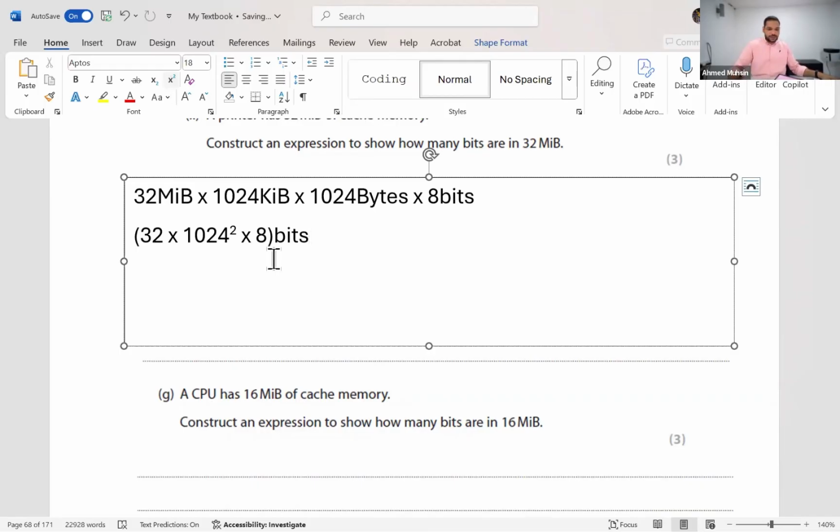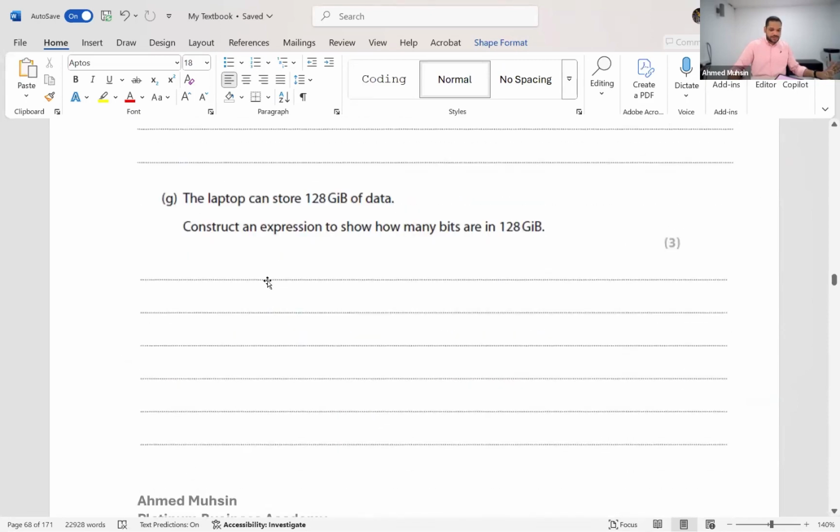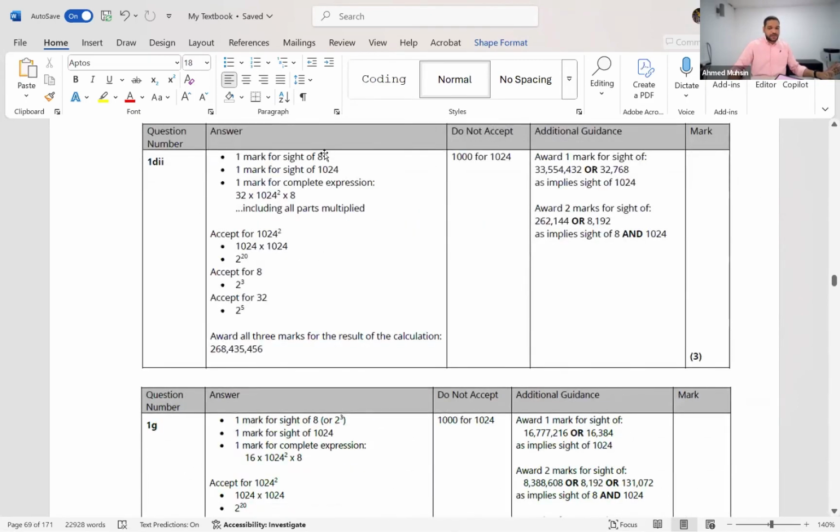Okay, all of you look at the marking scheme. How have they given you the marks? Guys, girls, stop for a few seconds. I'll explain this to you. Look at the marking scheme here. 1 mark if you mention the 8 bits. 1 mark if you have mentioned the 1024. 1 mark for the complete expression.